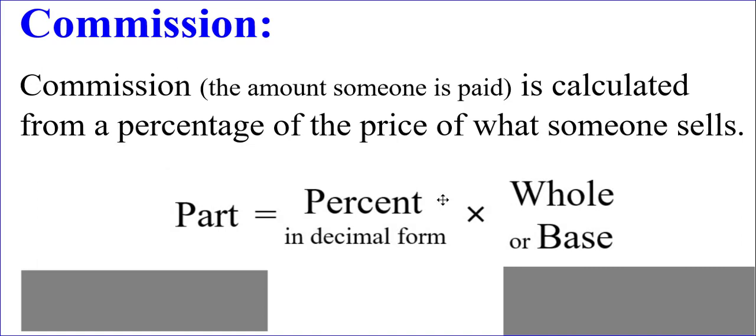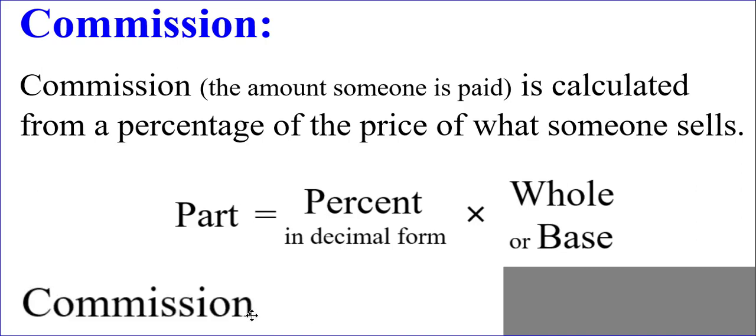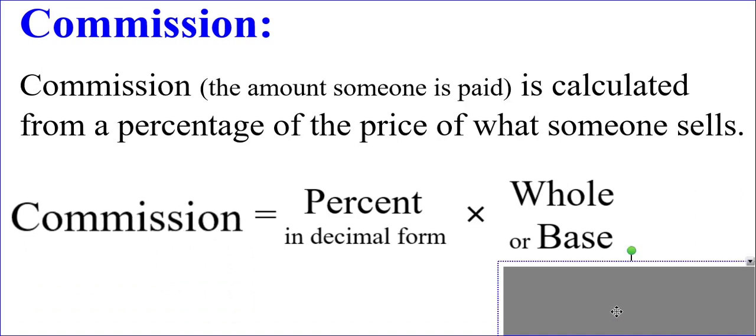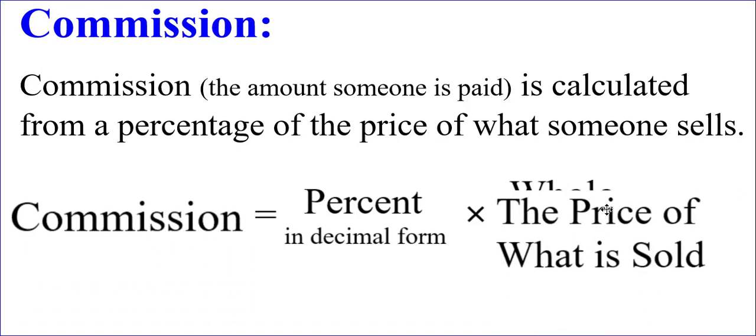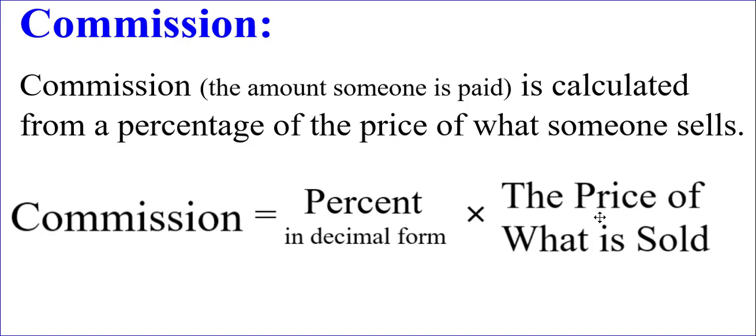We can take the percent equation and instead of using generic words like the part or the whole or base, we can replace them with words that make more sense for commission problems. The part would be the commission, and the whole amount or base amount would be the price of what is sold. This formula can be used for any commission problem.